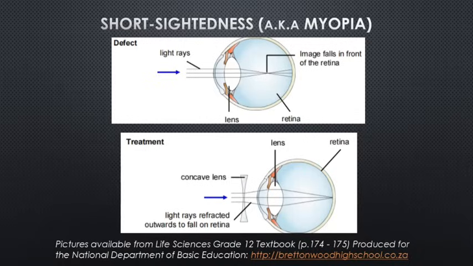So the treatment for that is what? Concave lens. What happens is, if your glasses have concave lenses, the light rays will be refracted outwards to fall on the retina. You see, outward here, and hence they're able to fall on your retina.